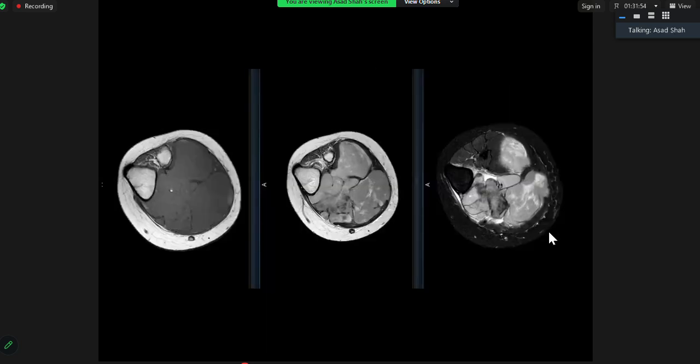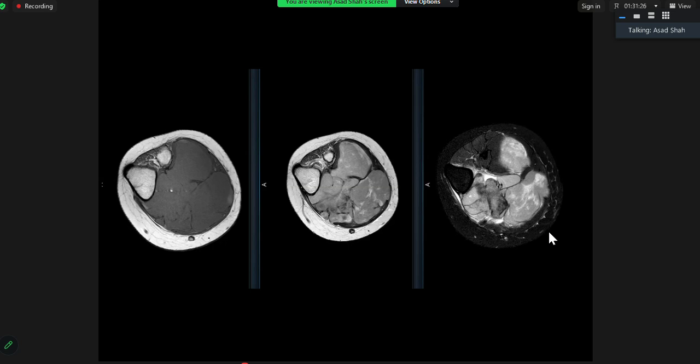Okay? These are axial images. So T1, T2, and this is post contrast. On the T1 fat sat post contrast images, I could appreciate mild post contrast enhancement, and it's low. I'm still thinking it's a soft tissue lesion, not primarily a bone tumor.